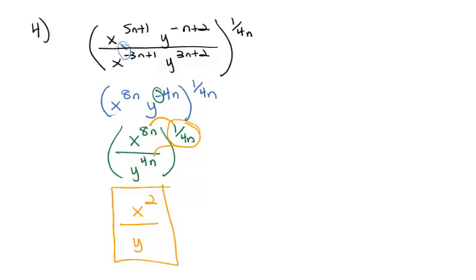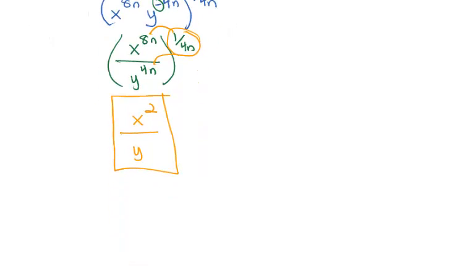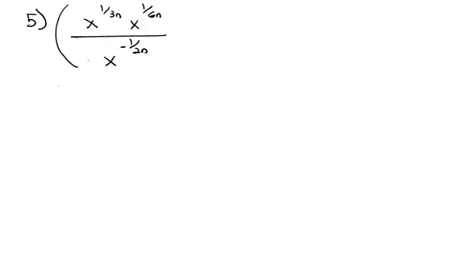Let's do another one with these fractional exponents in them. How about x to the 1 over 3n, x to the 1 over 6n, over x to the negative 1 over 2n, and all of that to the n over 2 power.